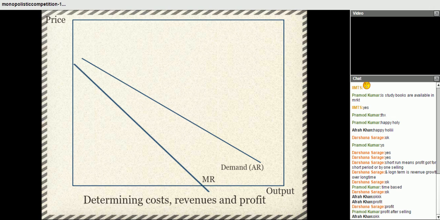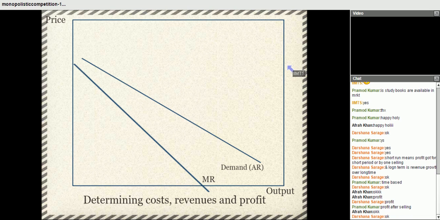Like I was selling 10 units for 10 each. So my revenue was 100. And then I sold one extra unit, means I moved from 10th to 11th. So my revenue now rises to 110. So that 10 is the marginal revenue. The difference between the previous revenue and the total revenue. So that is the marginal revenue.